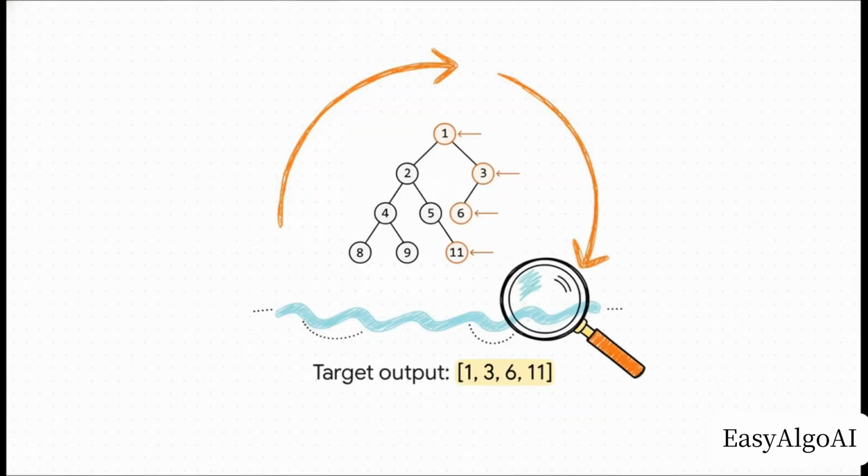Okay, first things first, let's pin down our exact goal. We need to traverse a given tree and return an array that contains only the values of the rightmost nodes at every single level. So, working our way from top to bottom, the target output array we're looking for right here is going to be 1, 3, 6, and 11.